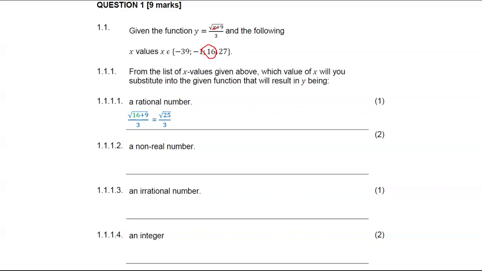So in the numerator, you will have 5, and in the denominator, you still have 3. So when you simplify it, it will give you 5 over 3. 5 is the numerator, 3 is the denominator. Therefore, 16 does work out. It does give you a rational number.